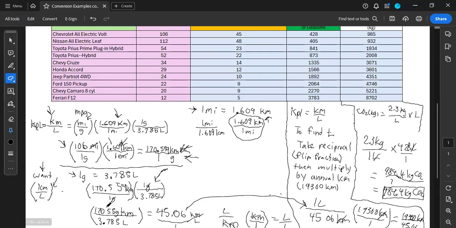So this time we have 170.559 times 1, which just gives us what we have here, 170.559. It's supposed to be a point there, 0.559, right? Do I have gallons here? I accidentally left a G in there. Sorry, guys. This G should not be there.